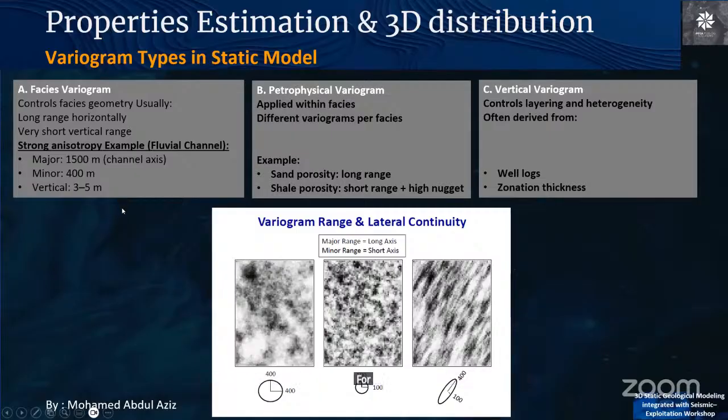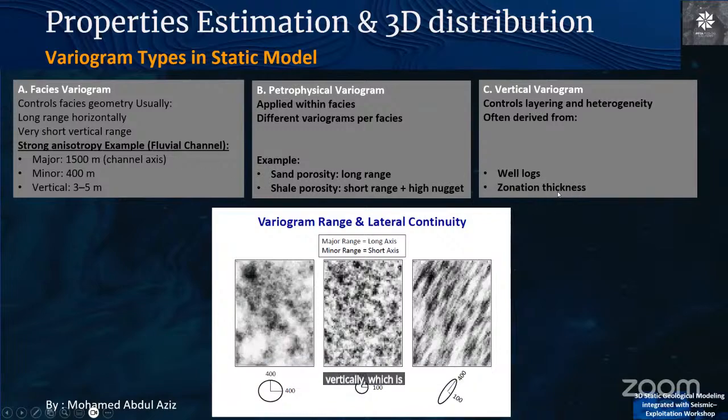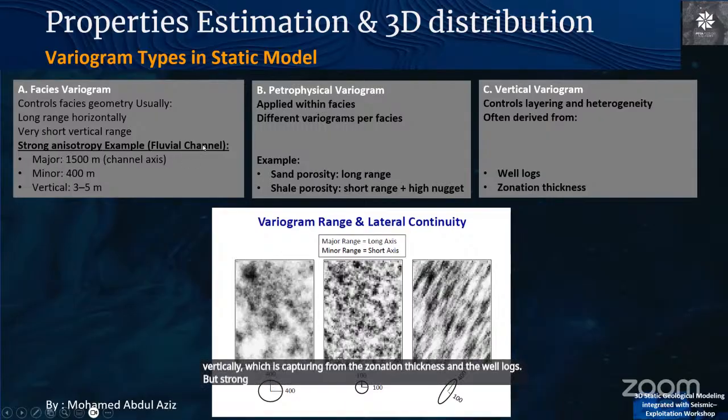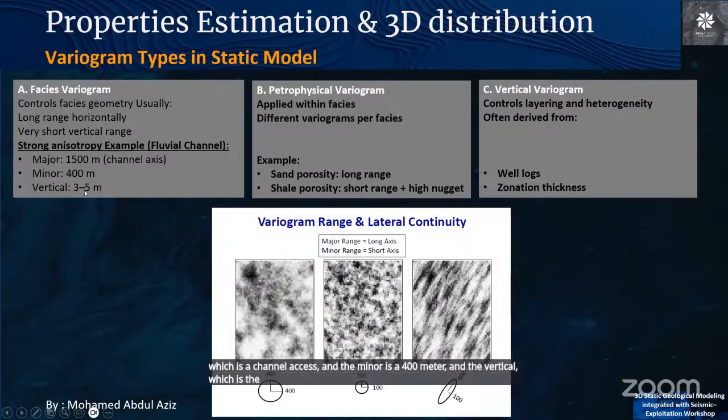For example, I have types on static models. If I'm applying a variogram for facies, I'm controlling facies geometry, usually long range horizontally and very short range vertically, which is captured from the zonation thickness and the well logs. But strong anisotropy now, if you have fluvial channels, the major part will be 15,000 meters, which is the channel axis, and the minor is 400 meters, and the vertical is the thickness here.